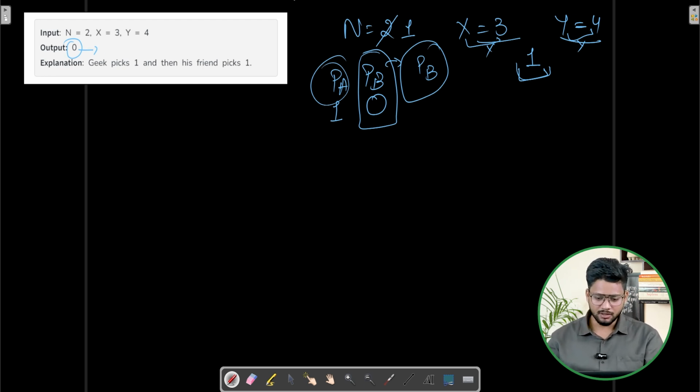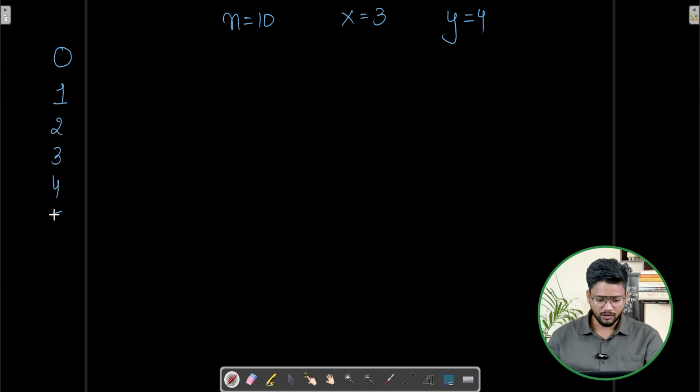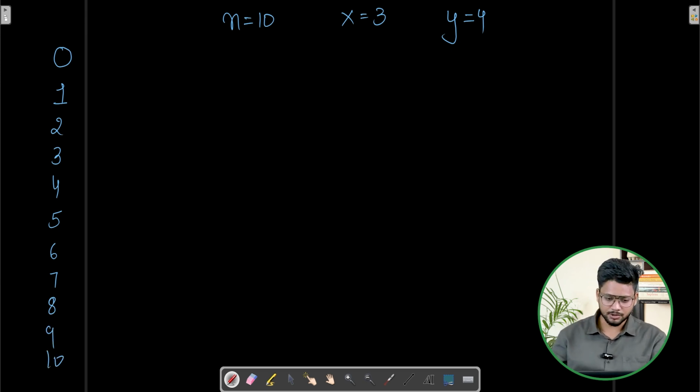Now let's understand the approach. Firstly, let's take an example: N equals 10, X let's say 3 and Y let's say 4. If we have 0 coins, we will understand it through the values 2, 3, 4, 5, 6, 7, 8, 9 and 10. You will understand this approach level-wise, that's why I have taken this big example.